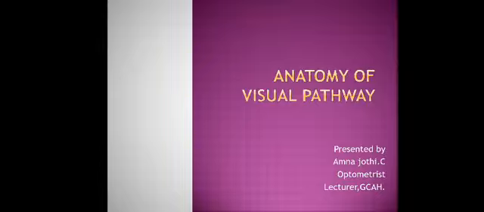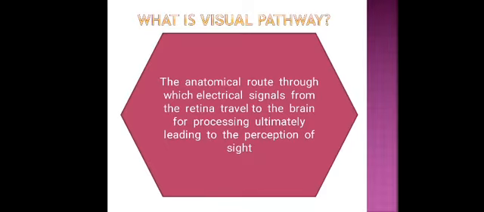Today I am going to discuss the topic of anatomy of the visual pathway. Each eyeball, which acts as a camera, perceives images and relays the sensation to the brain via the visual pathway, which comprises structures such as the optic nerve, optic chiasma, optic tract, lateral geniculate body, and optic radiations. The anatomical route through which electric signals from the retina travel to the brain for processing, ultimately leading to the perception of sight, is called the visual pathway.